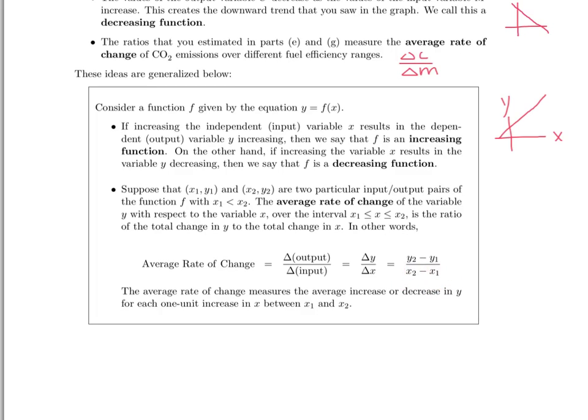The average rate of change measures the average increase or the average decrease in our output. Think of our emissions. It measured the average decrease in our emissions for each 1 unit increase in X. Thinking back to our example, for each 1 mile per gallon increase in our fuel efficiency. And this would be true in some range between X1 and X2.